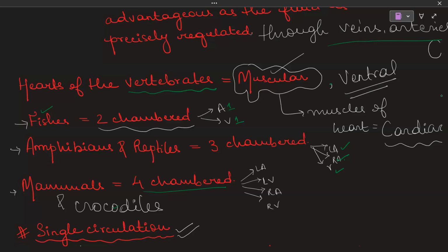Because the blood from the auricles gets mixed in the ventricles. Very good. Yes, deoxygenated and oxygenated, correct. Both of them get mixed in the ventricle and then the mixed blood is pumped out. That is why it is called incomplete double circulation.